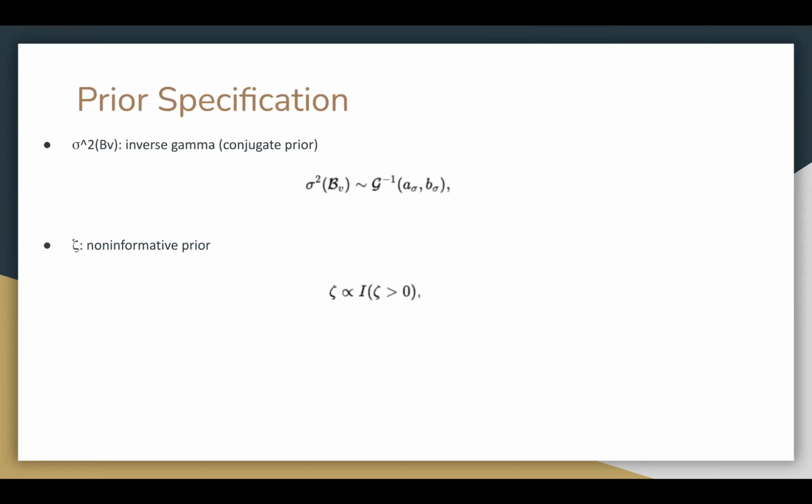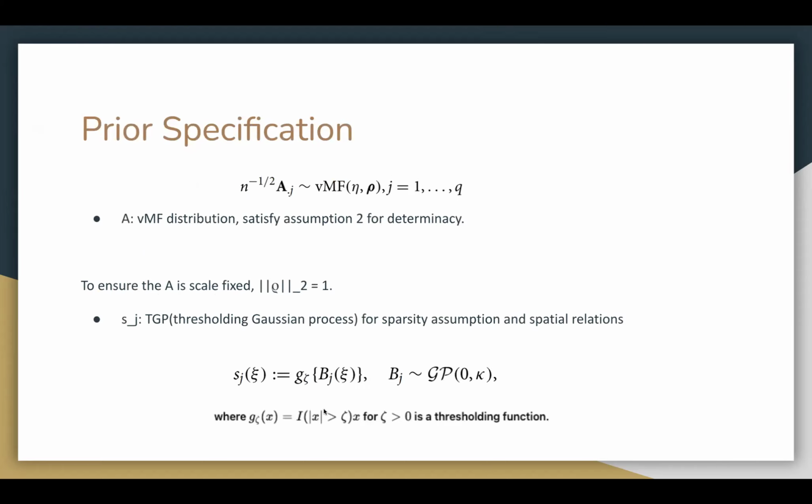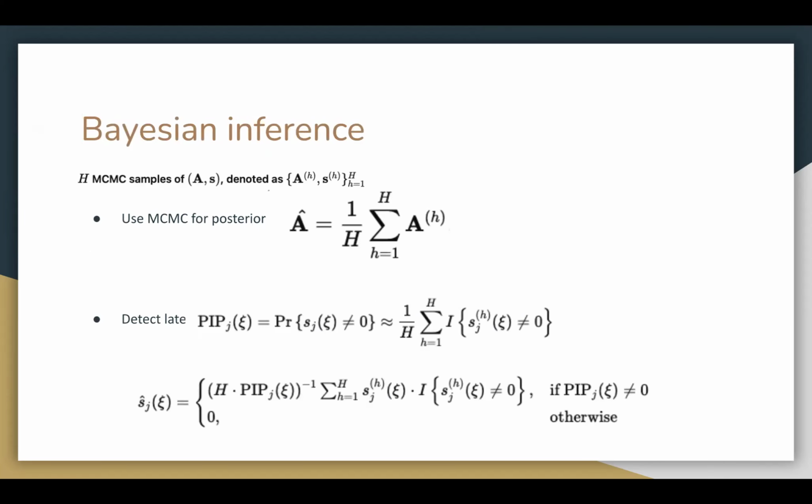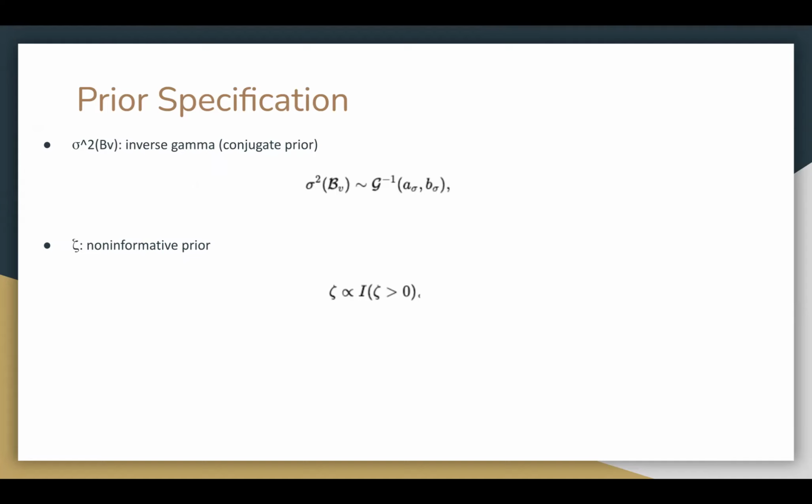And for the prior specification for sigma, the noise is considered as an inverse gamma, which is a conjugate prior. And zeta is considered as a non-informative prior; as long as it's positive, it will do. It is considered as a positive number for the thresholding. Remember, there's a threshold of the Gaussian precision. Okay, so that's the Bayesian inference. If anyone is confused from the prior design, let me know.